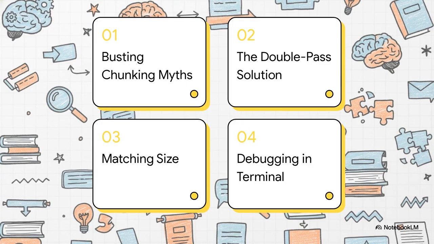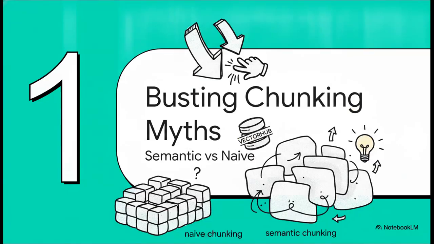Here is our roadmap for solving this mystery together. 1. Busting chunking myths. 2. The double pass solution. 3. Matching size to embeddings. And 4. Debugging in the terminal.